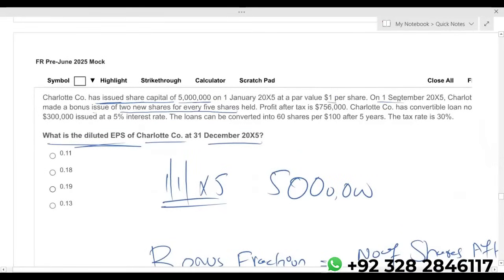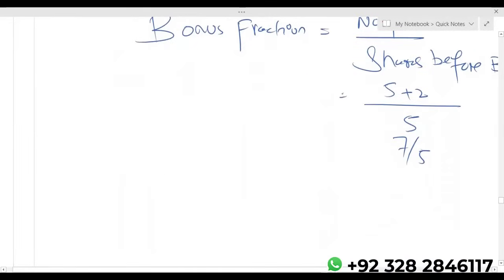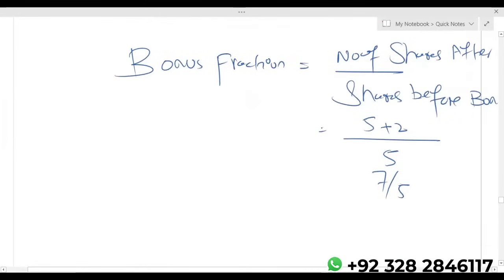Profit after tax is given, and after that there are no other ordinary shares. If there are no other ordinary shares, there's no need to do time apportionment and calculate the weighted average so elaborately. You can directly take opening shares times 7 by 5. Logically, your ordinary weighted average number of shares is 7 million. There's no need for time apportionment. I could have done the time apportionment if there were other transactions, but there is no other transaction.